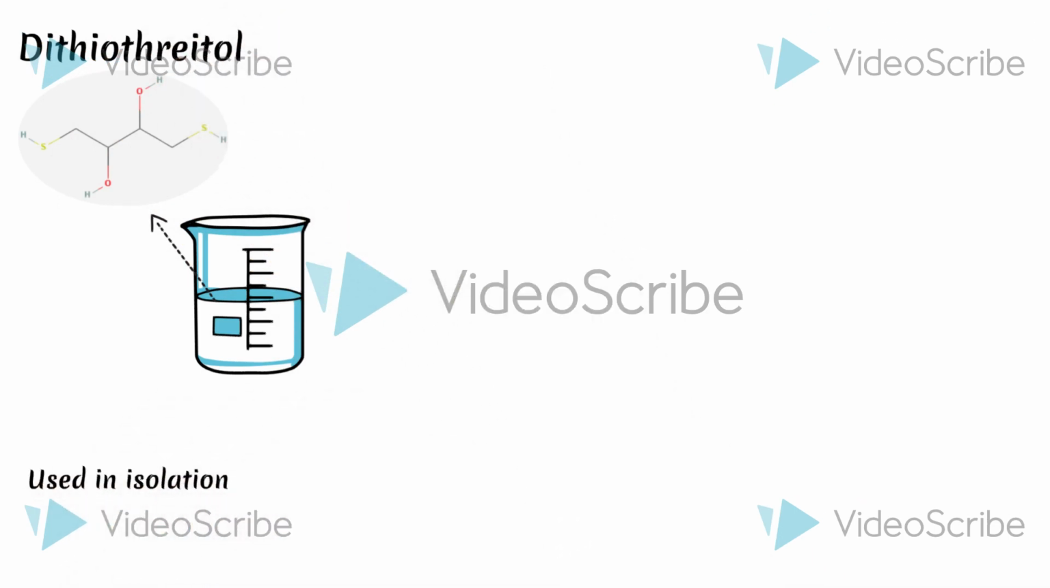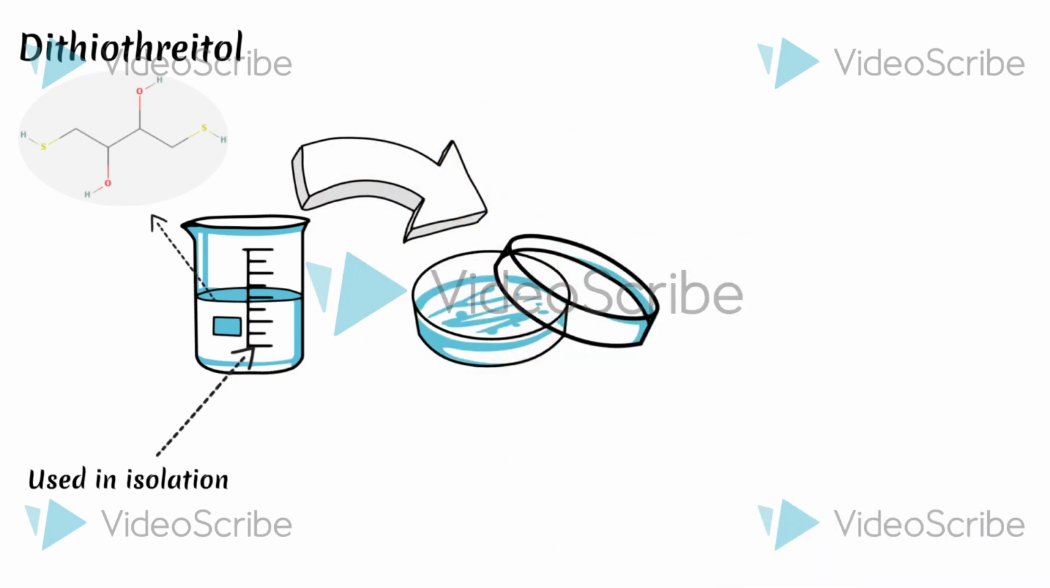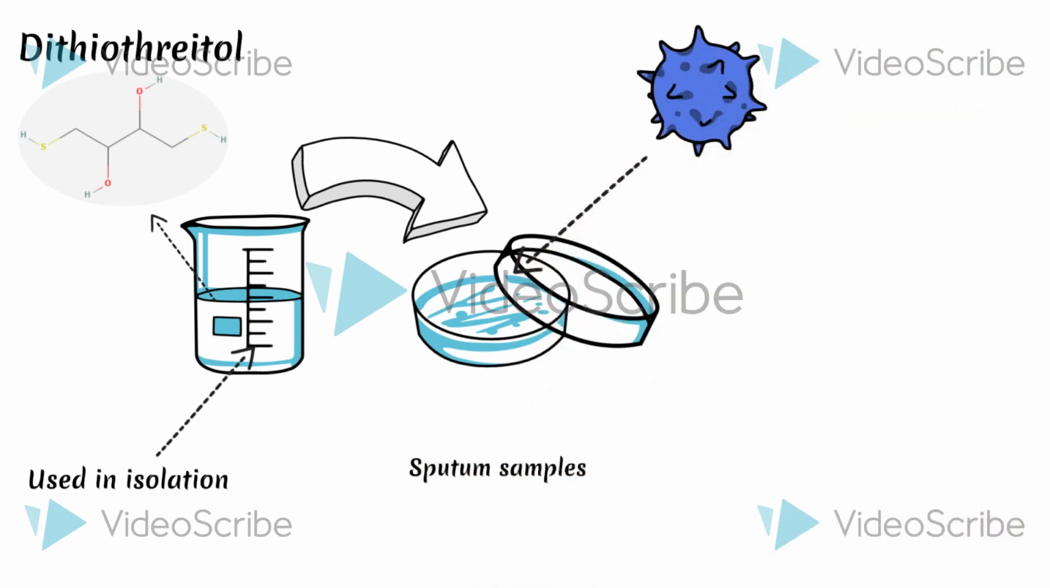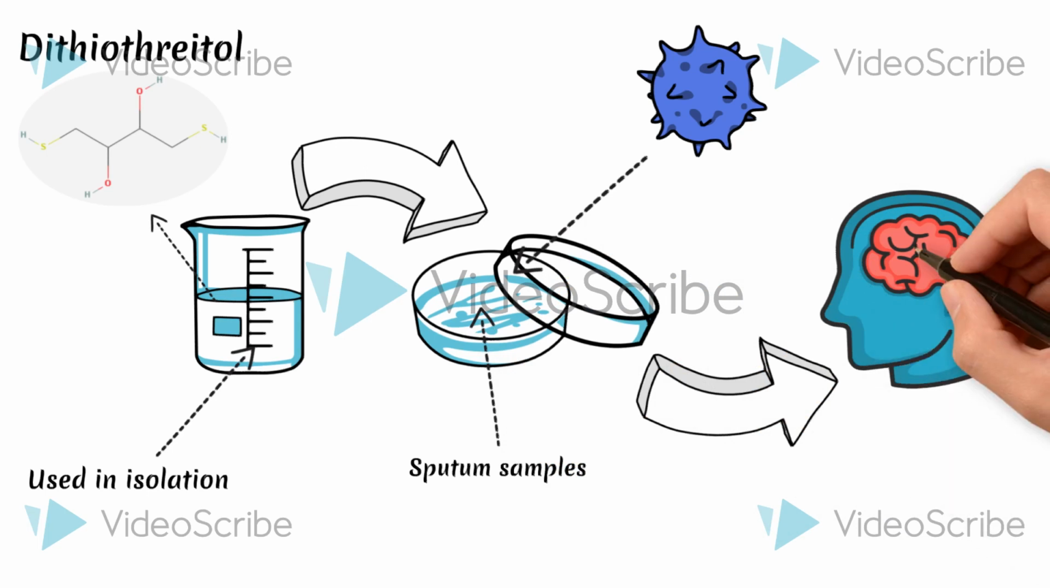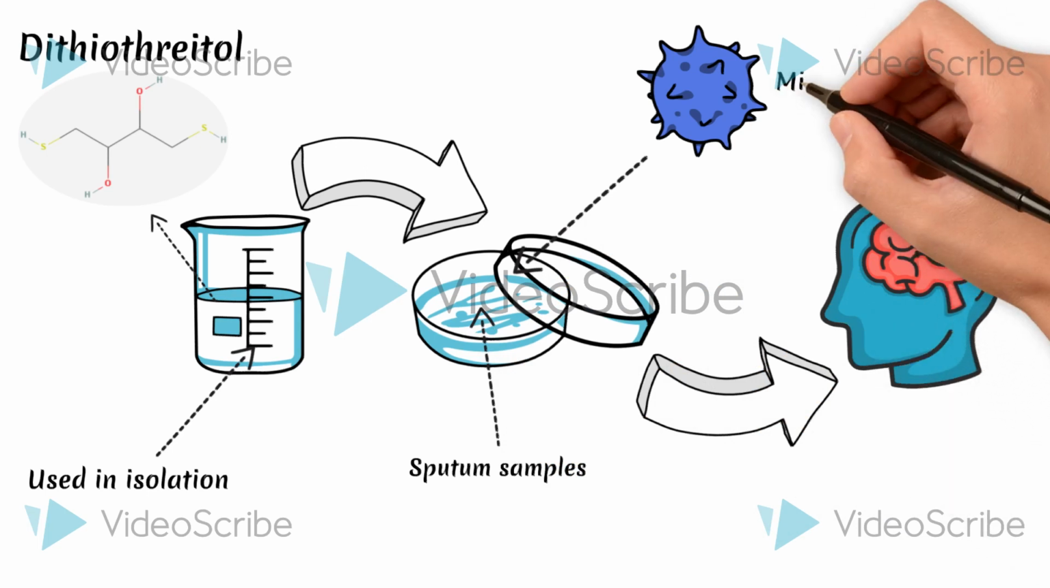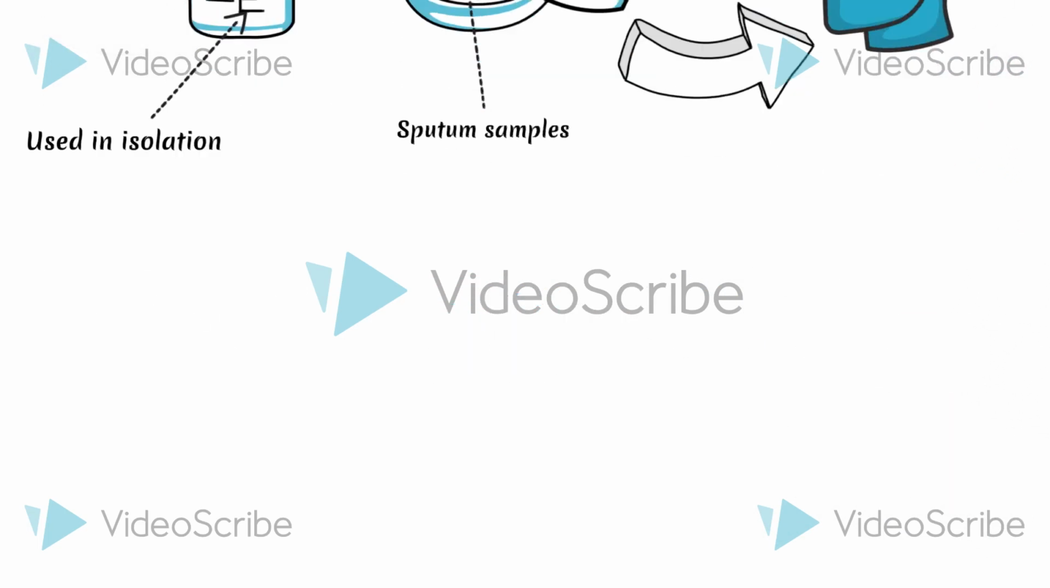The reactive sulfhydryl groups of DTT have a mucolytic function and are used to reduce mucoprotein disulfide bonds. DTT is commonly used in standard microbiology to homogenize sputum samples, enhancing the isolation of microorganisms, and has also been adopted in different studies for microbiota analysis.